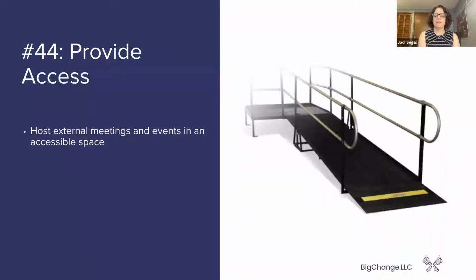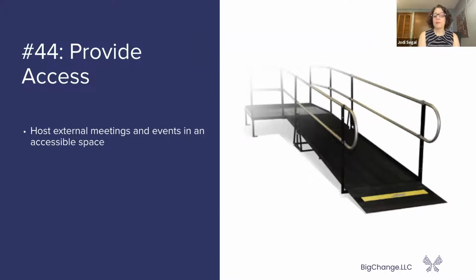Host meetings and events in spaces that are accessible to all. If that's not your office, then check out libraries, restaurants, and other organizations' offices. Providing building access information on your website can make it easy for visitors with mobility needs to plan, and then also give them a number to call with requests or questions.